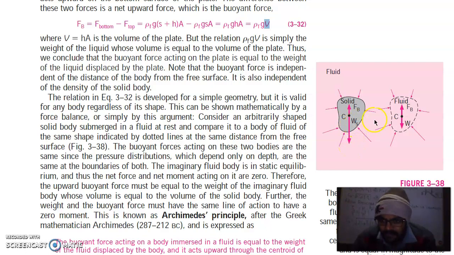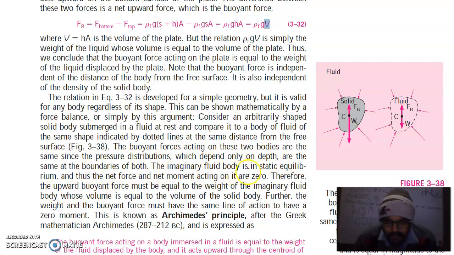And if this weight is equal to this W, then it means both have the same density, and it will remain as it is here. So depending on the weight of the body, it will decide whether it will go down or go up. The buoyancy force acting on these two bodies is the same, since the pressure distribution, which depends on the depth, is the same at the boundaries of both.